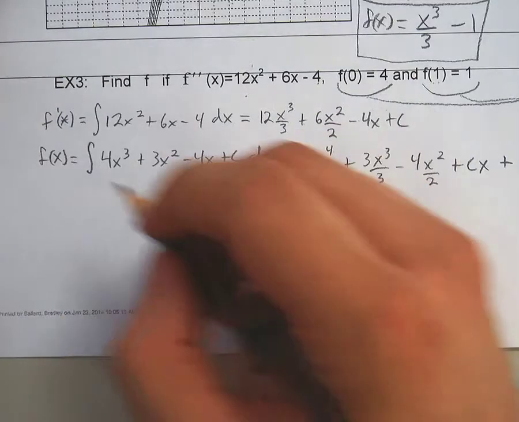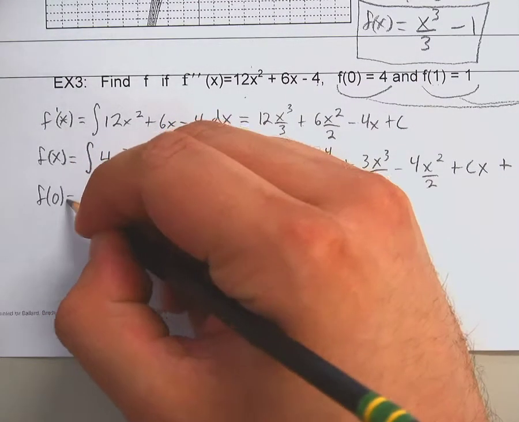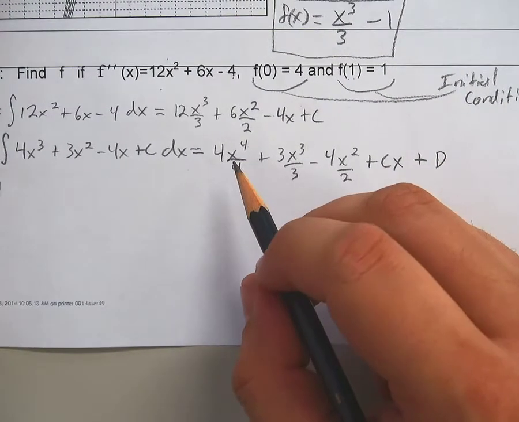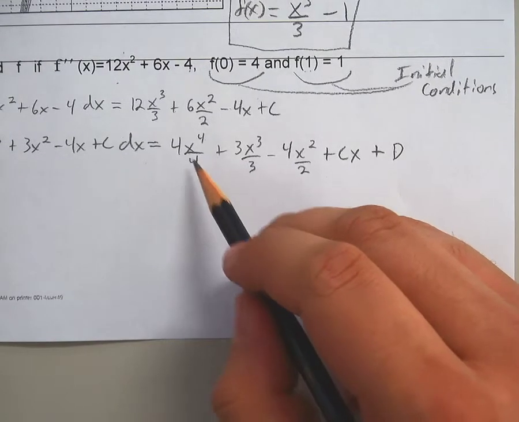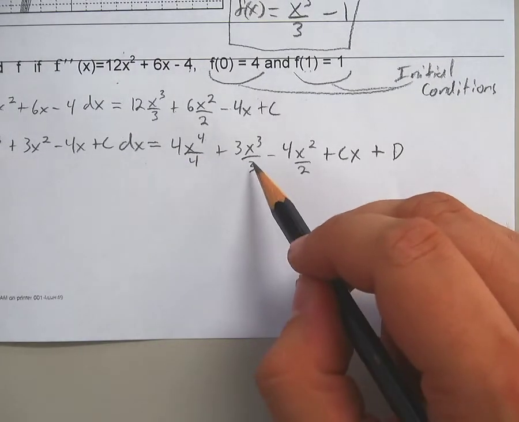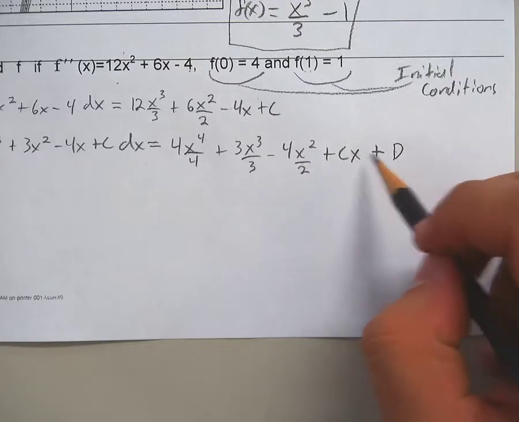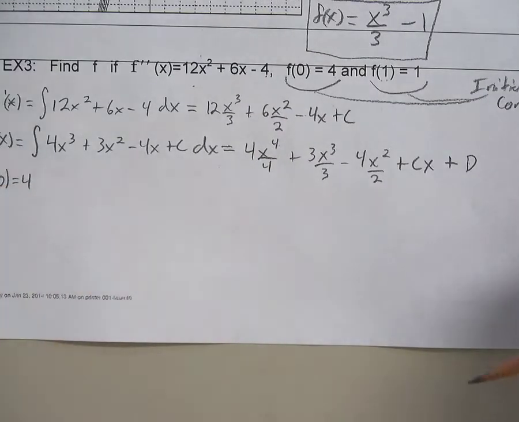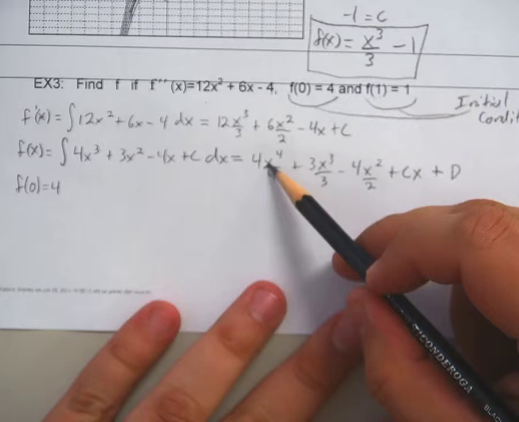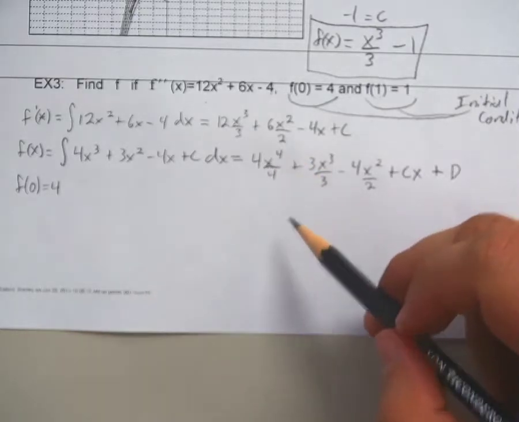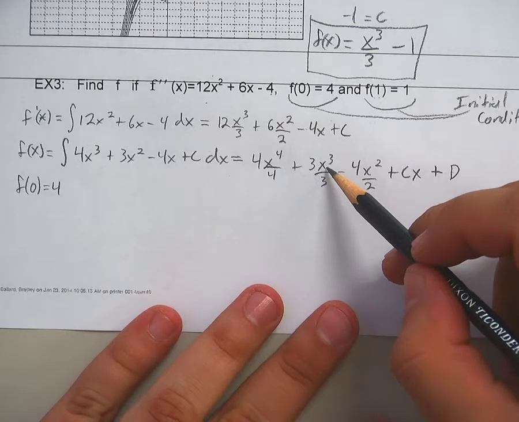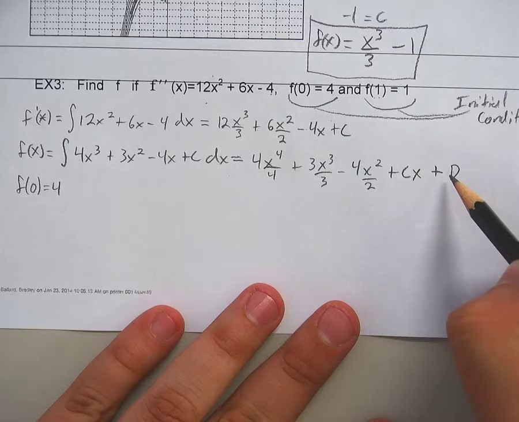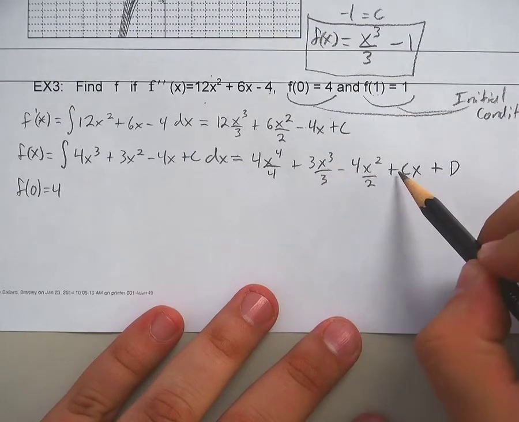Let me bring this down here. Let me think this through. f of 0 is 4. So that means if I plug a 0 in here, we can simplify this, right? It's just x to the 4th, x cubed, 2x squared, cx and d. But if I put this 0 in for all of these x's, what's going to happen? I'll get 0 plus 0 minus 0 plus 0 plus d. 0 plus 0 plus 0 plus 0 plus d.